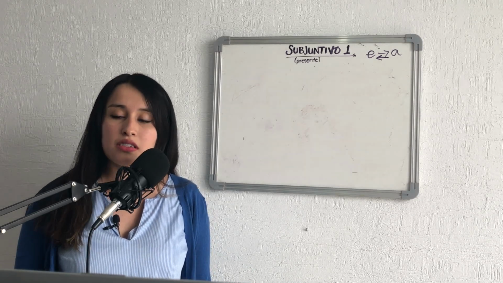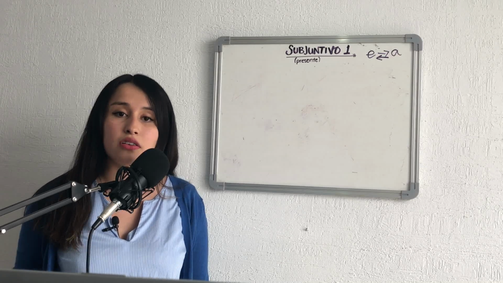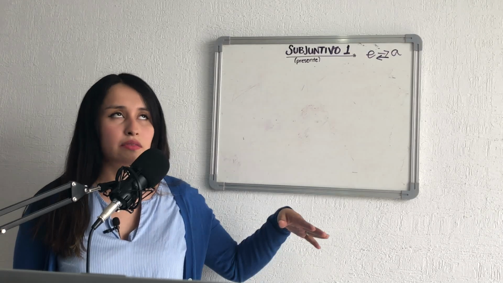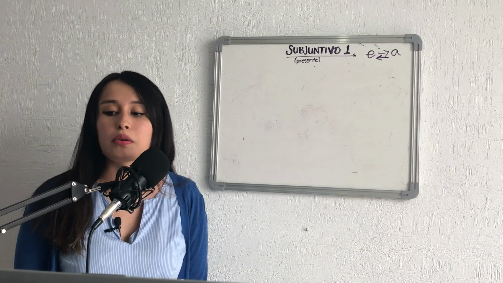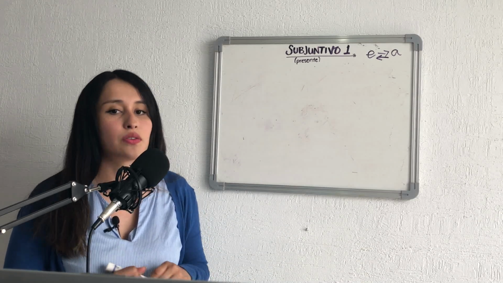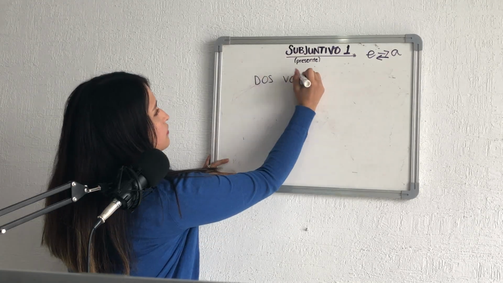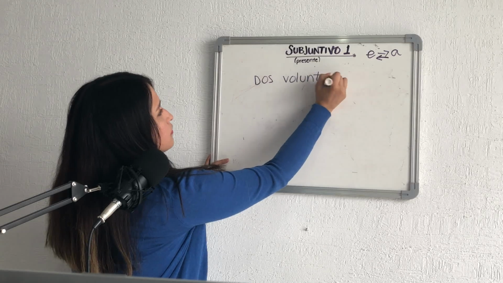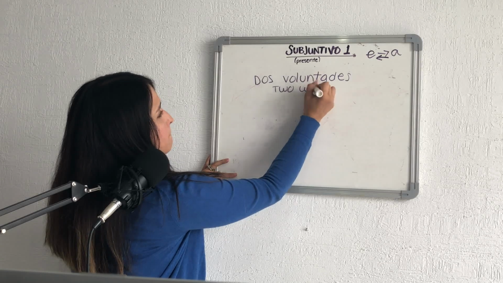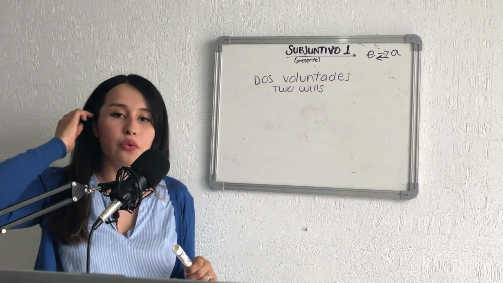So the first usage of subjuntivo that we are going to talk about, and this is the only one that we're going to be talking about today. In further videos, in videos that I'm going to be uploading later, we will talk about different usages. But for now, we're going to talk about dos voluntades. Is what some of us like to call two wheels.